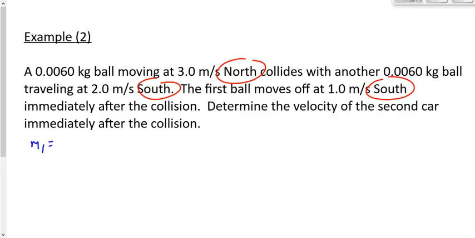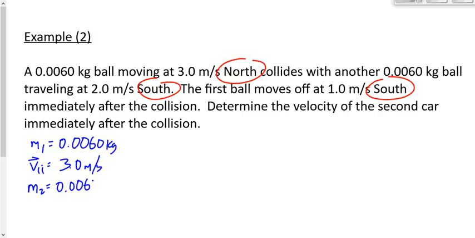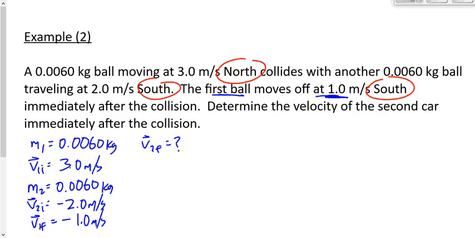Let's say M1, mass number 1, is 0.0060 kilograms. And let's say V1 initial is equal to 3.0 meters per second, positive because it's north. Let's say M2 is also 0.0060 kilograms, and V2I is equal to negative 2.0 meters per second, negative because it's to the south. So we're going to say that V1F, V1 final, because after the collision, it moves off at 1 meter per second to the south. We're going to say V1F is equal to negative 1.0 meters per second. And of course, we're looking for V2F, the velocity final of the second ball. This should say second ball, not second car.